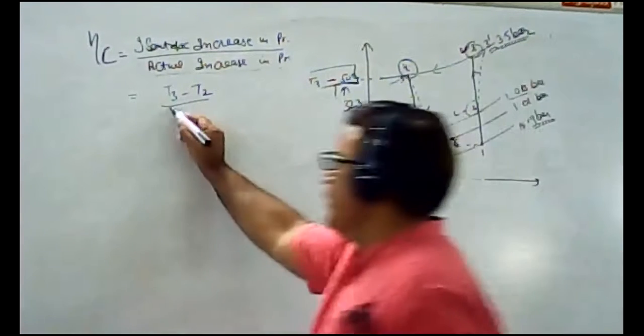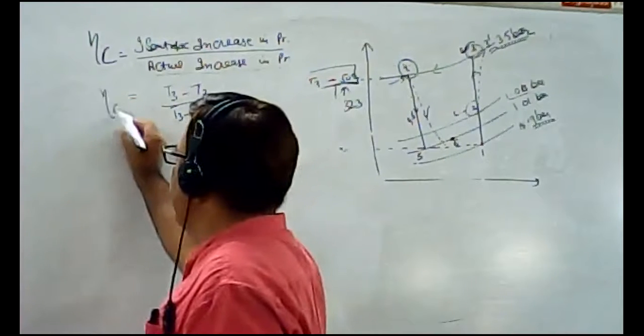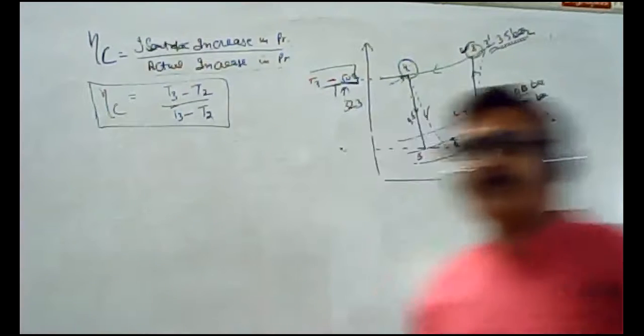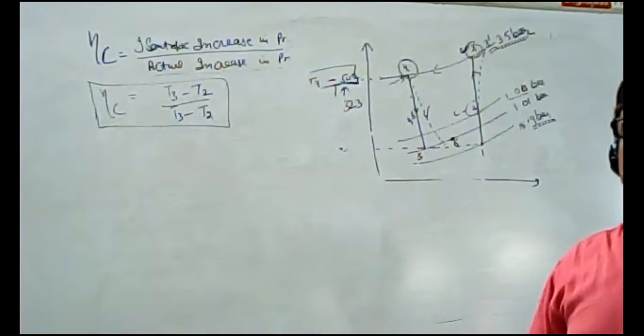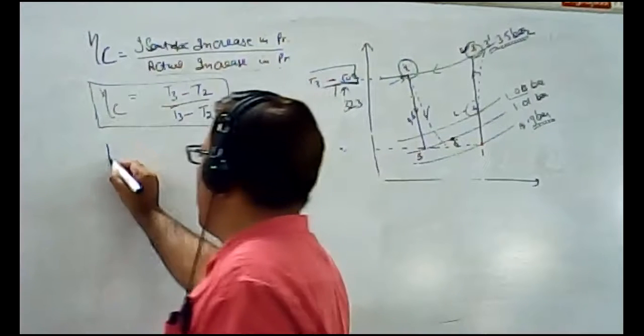T3 dash minus T2. So this is the efficiency of your compressor. Okay. Now, what is the efficiency of your turbine?